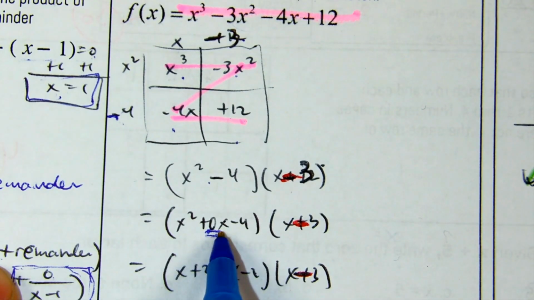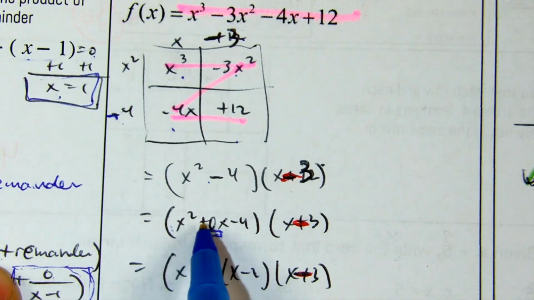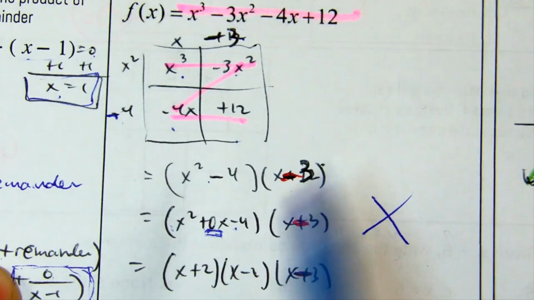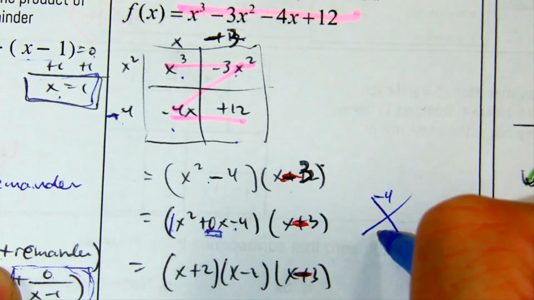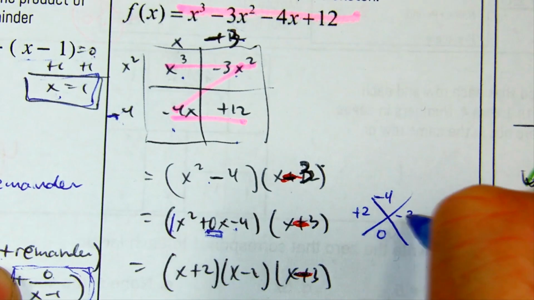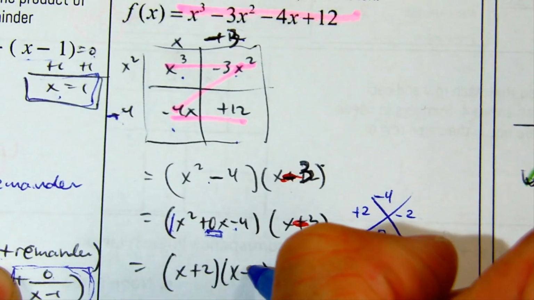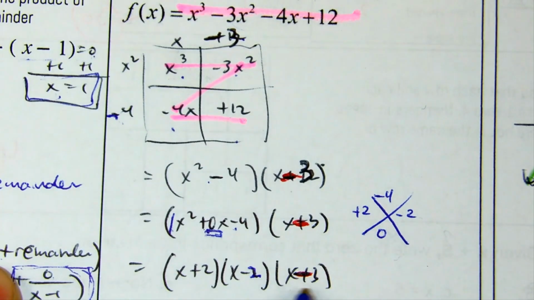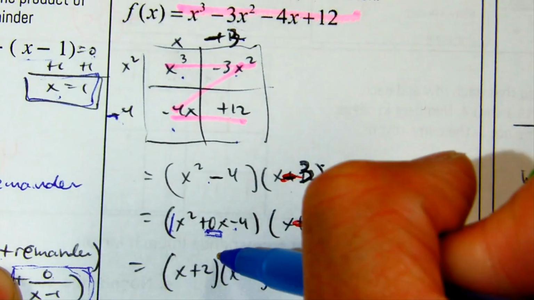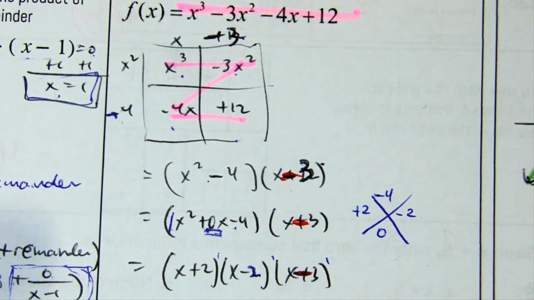The placeholder there is 0x. This gives you a trinomial a, b, and c. And then you can just do a times c is -4, b value is 0, and you'll have 2 and -2 for your answer. So 2 and -2. And this is x minus 3. They call these linear factorization. They're all to the first power. So that is how you factor.